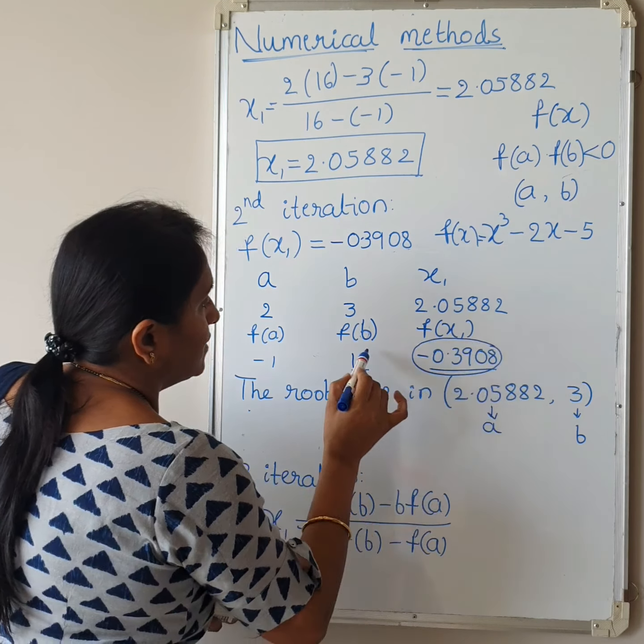So again observe here, this is negative, this is also negative. We cannot take negative. So this is positive. We can take this one as our new interval. So we see that the root lies in the interval, what is x2 here? x2 is 2.0813 and b is 3. So our new root lies in this interval, 2.0813 to 3.